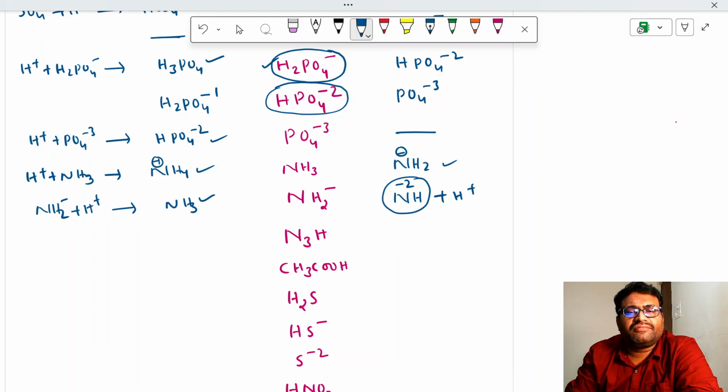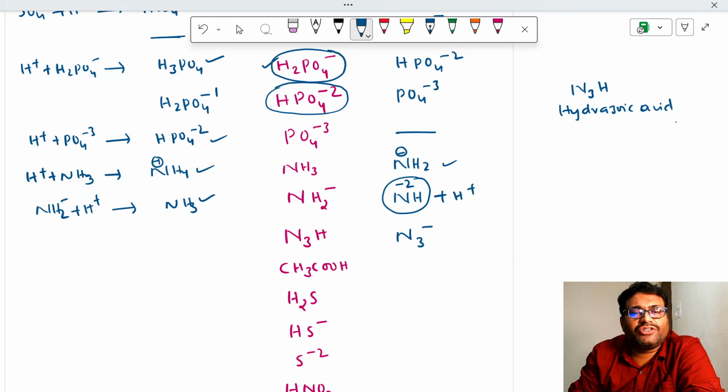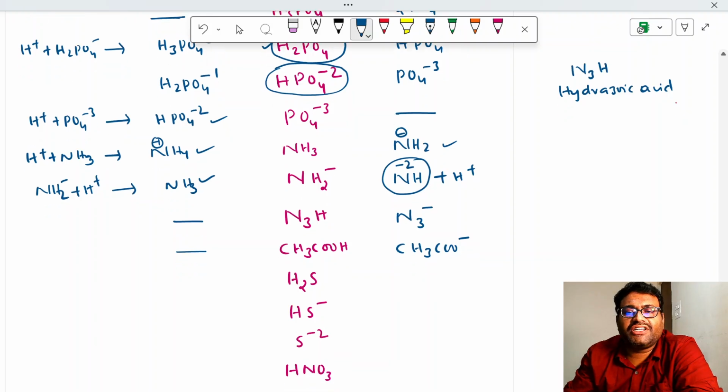HN3. So what is HN3 called? HN3 is called hydrazoic acid. As it has one hydrogen, it can be removed as a proton. So what do you get? N3 minus, the azide ion. N3 minus is called the azide ion. Can you add H plus to this? No, it's not possible. So what is the conjugate base of acetic acid? CH3COO minus. Is a conjugate acid possible to that? No, you cannot add H plus to acetic acid.